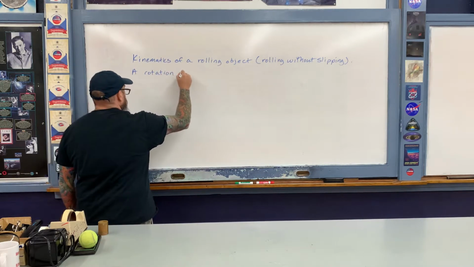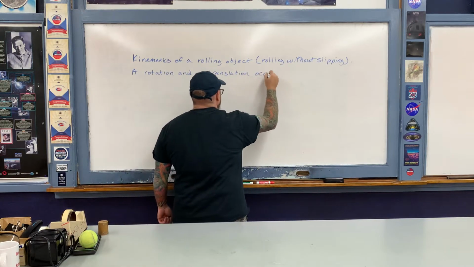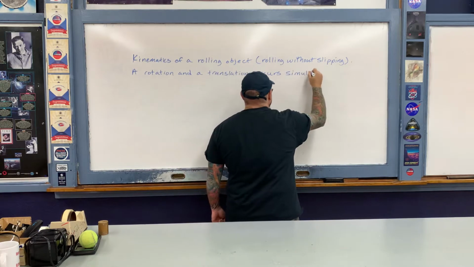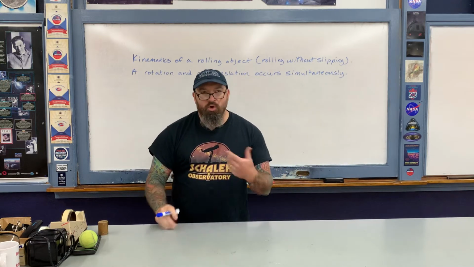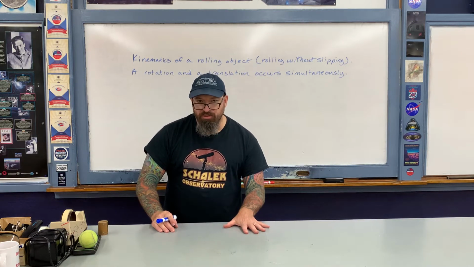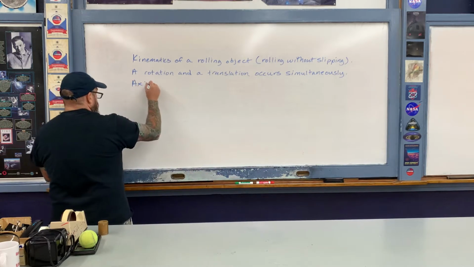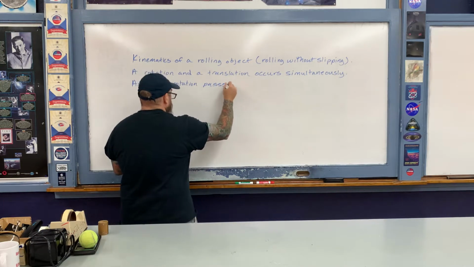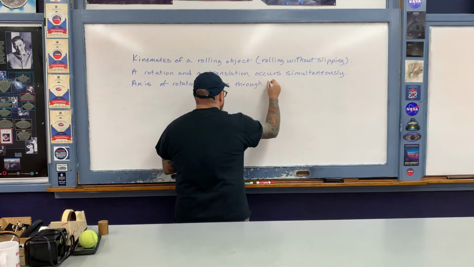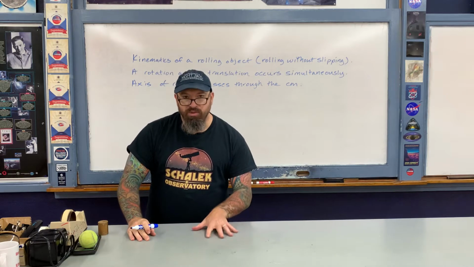Rotation and a translation occur simultaneously. The rotation is always going to be about an axis that passes through the center of mass when an object is undergoing a rotation and a translation at the same time. The axis of rotation passes through the center of mass. And all of this is with respect to an inertial reference frame.